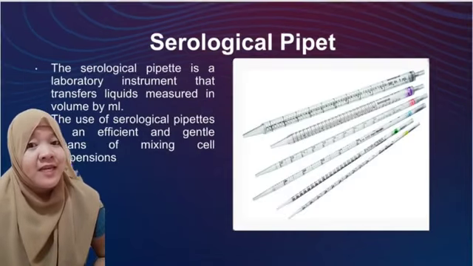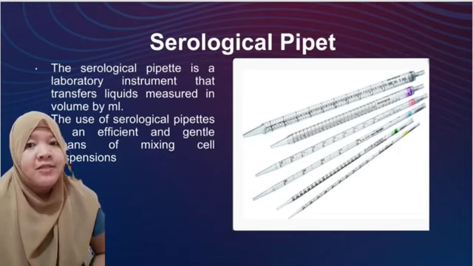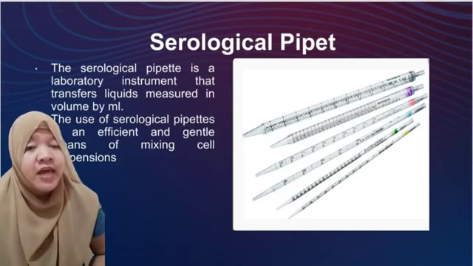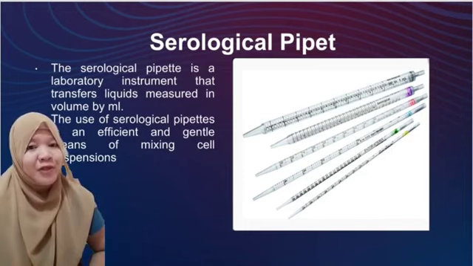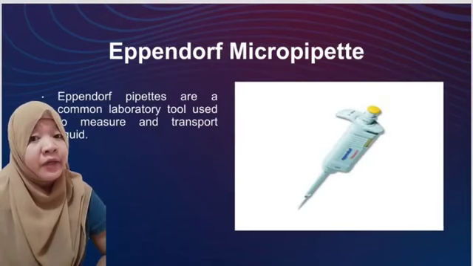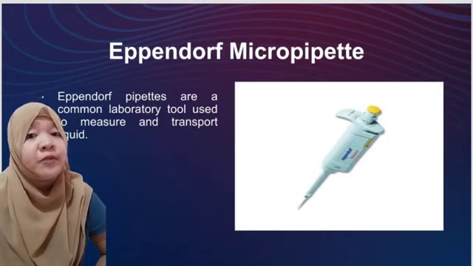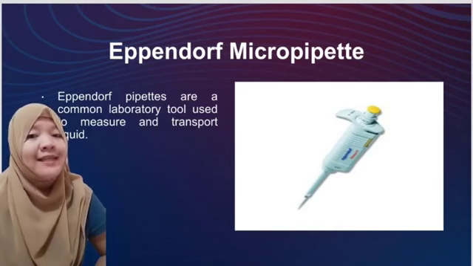Now, let's proceed to the serological pipette. The serological pipette is a laboratory instrument that transfers liquids measured in volume by milliliters. The use of a serological pipette is an efficient and gentle means of mixing cell suspensions. The next one is the Eppendorf micropipette. Eppendorf pipettes are a common laboratory tool used to measure and transport liquid.